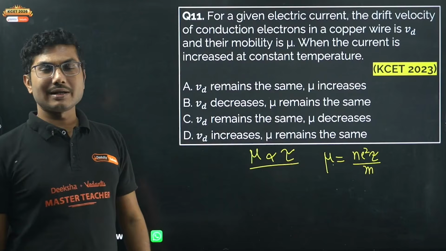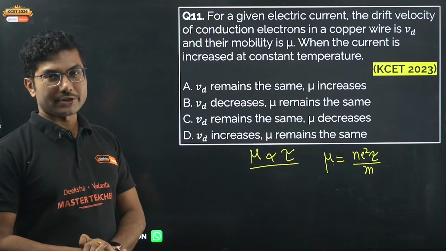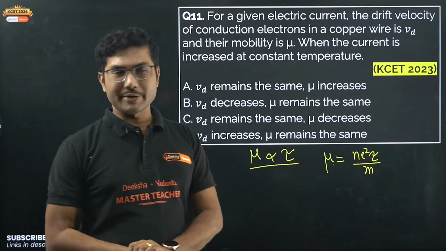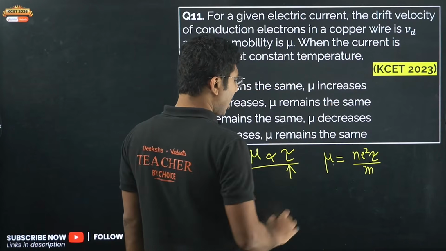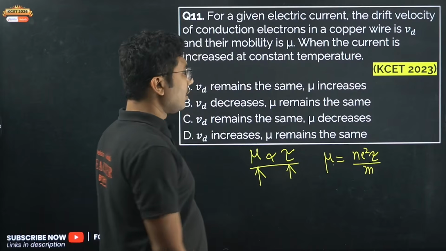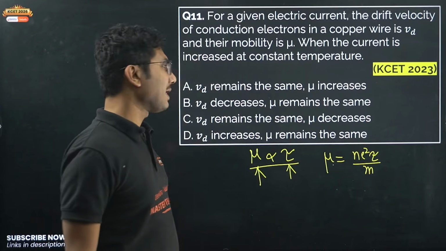Now tau is inversely proportional to temperature. Higher the temperature, less is the relaxation time. So if temperature is constant, tau is constant. If tau is constant, then mu must be constant. So mu remains the same is the correct option.